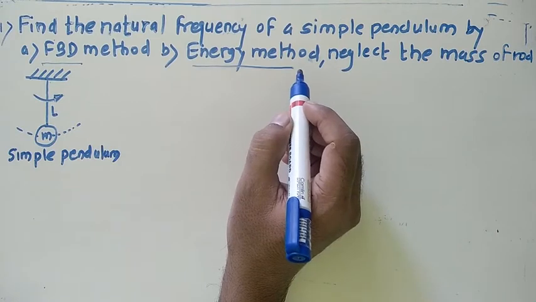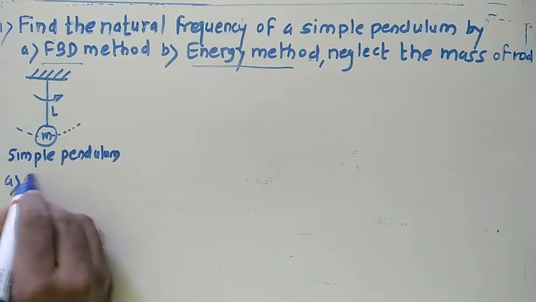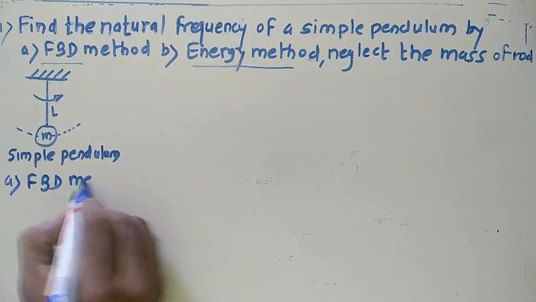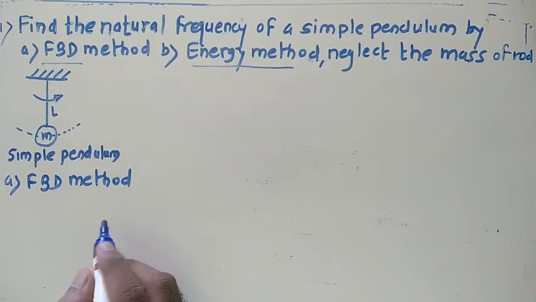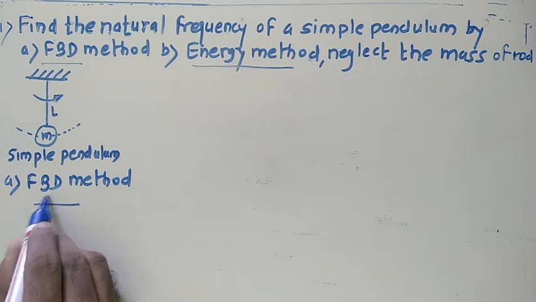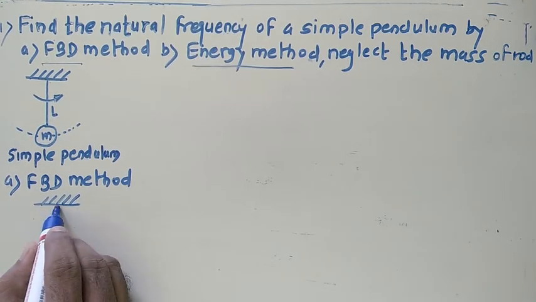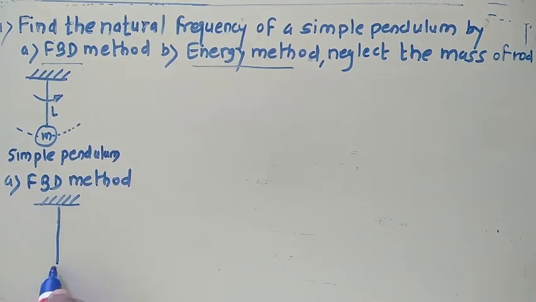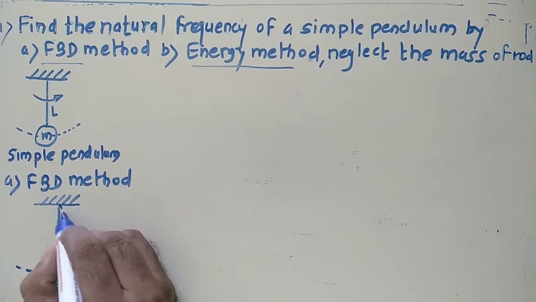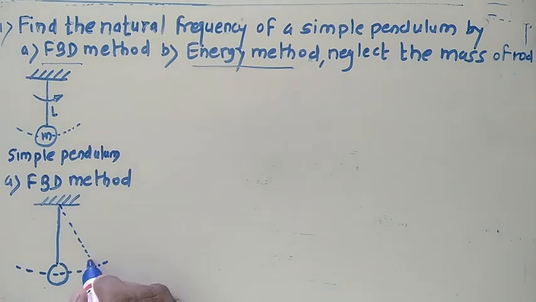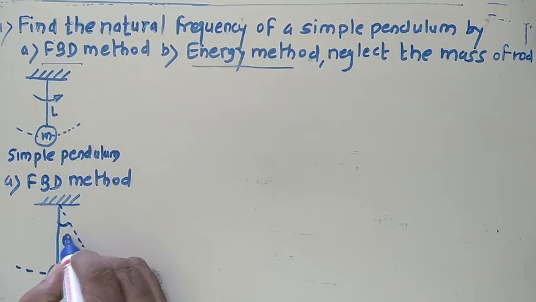First you have to solve this problem by using the free body diagram method, and second by the energy method. So let's start with the first method, that is the free body diagram method. First of all you have to draw the free body diagram for the given system. For that, just give a displacement to this system. When I stretch this bob towards one side like this and release it, it will start to oscillate about the mean position. So the displacement takes place by a small angle theta.